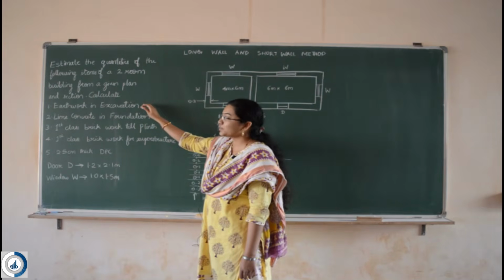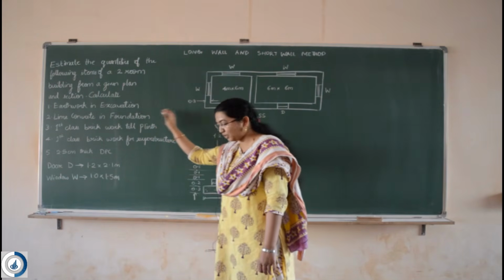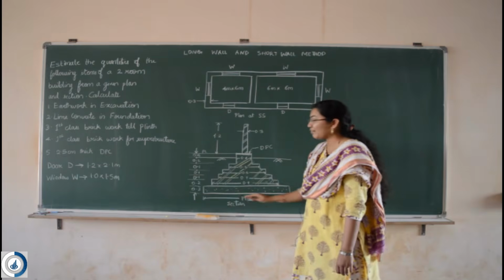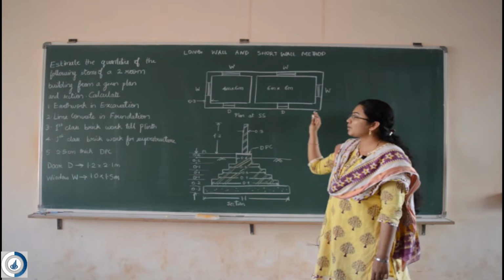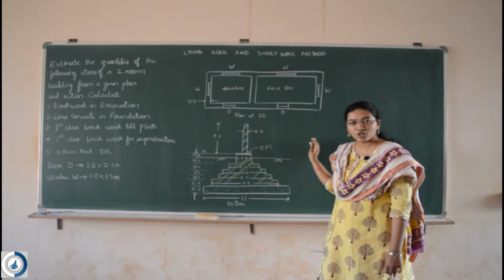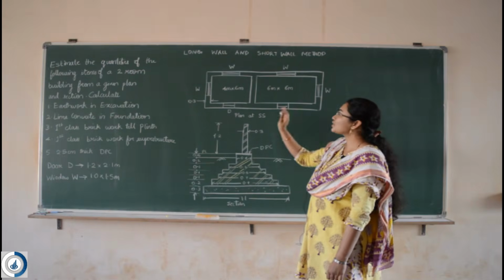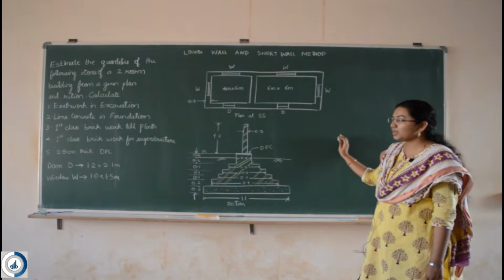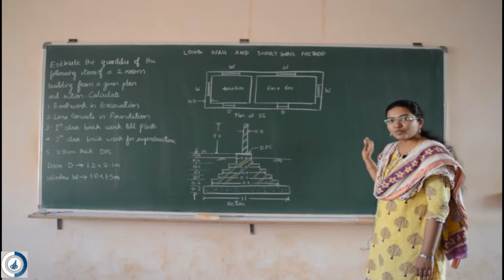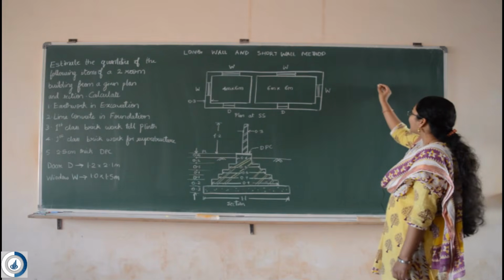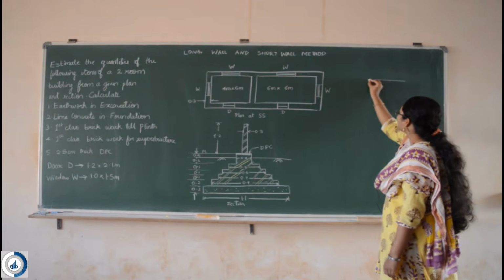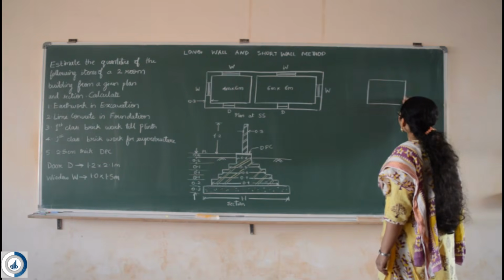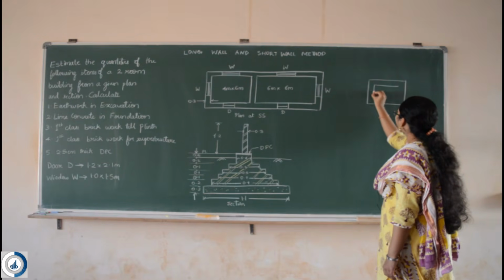So the first one is earthwork in excavation. Here, how much we have to excavate, we need to find out depending upon the plan. So what is the long wall and short wall method? Any plan which is given, we are going to convert it into long walls and short walls. So here we have a plan.